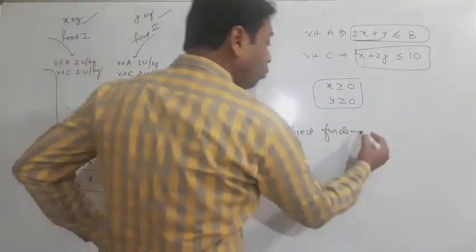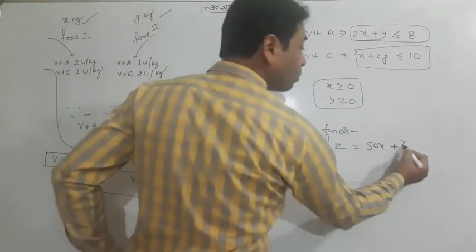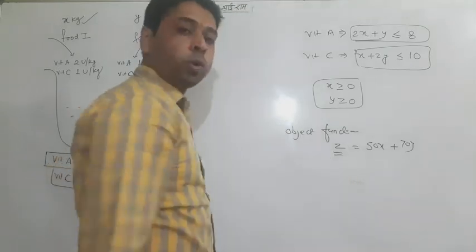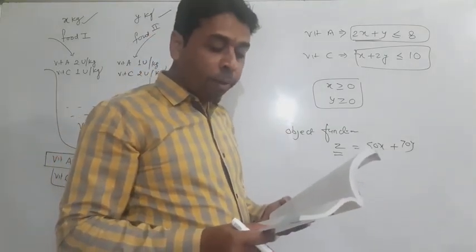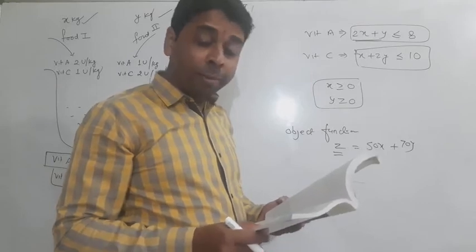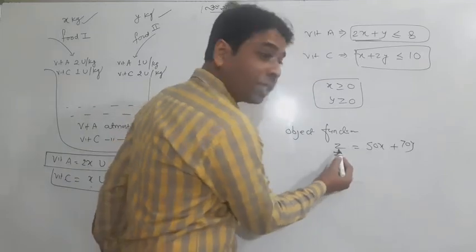So total cost of food 1 is what? 50x. And total cost of food 2 is 70y, as per the question, that I have told is Z. And the question says formulate the problem as a linear programming problem to minimize the cost. So we have to minimize the cost, cost Z.